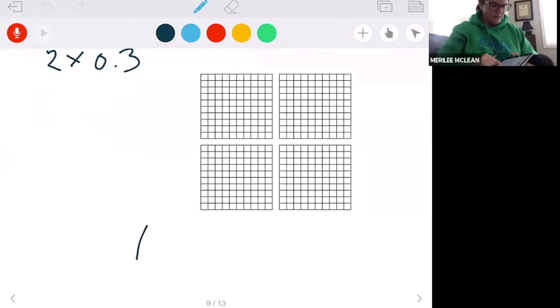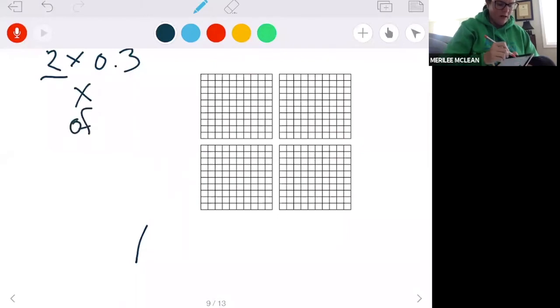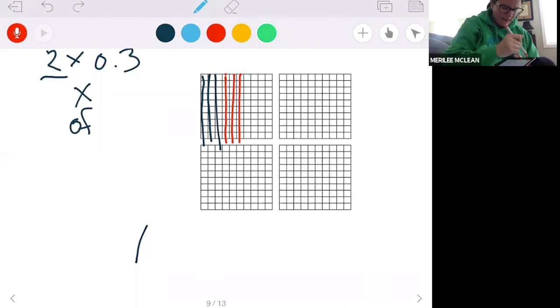All right, let's try this one. This is 2 groups of, and remember our multiplication symbol means of, 2 groups of 3/10. So I'm going to do 1/10, 2/10, 3/10. That's 1 group. 1/10, 2/10, 3/10. That's another group. We didn't need that one, right? We need 2 groups. Here's 1 group, 2 groups. So together we have 1, 2, 3, 4, 5, 6/10. How easy is this? Now look for the pattern.